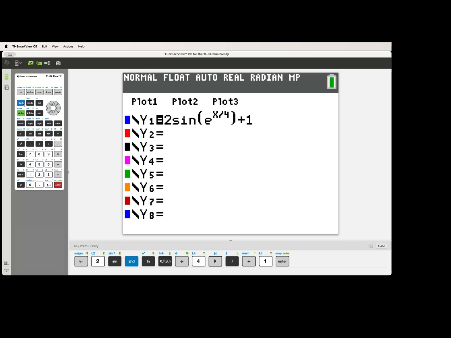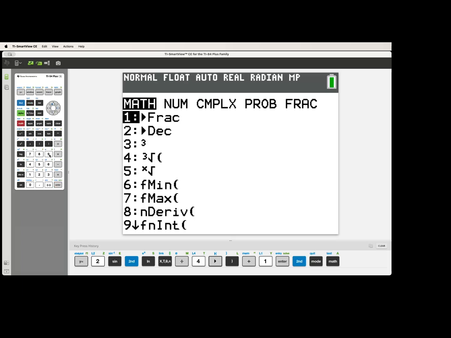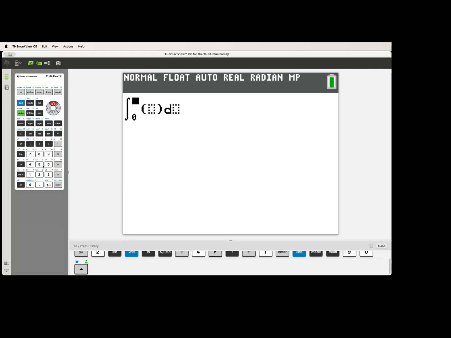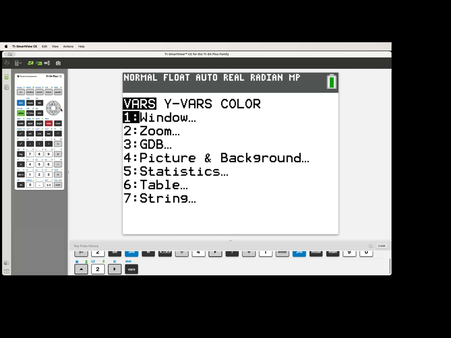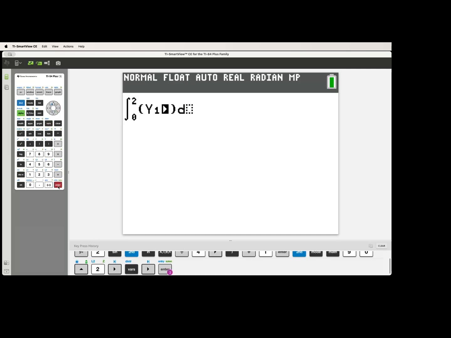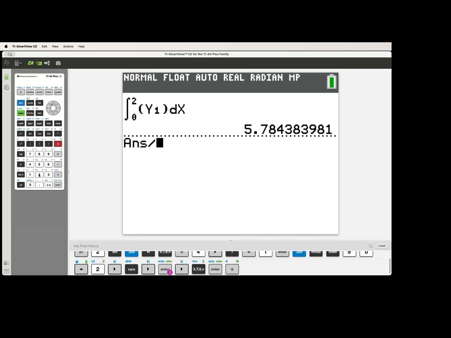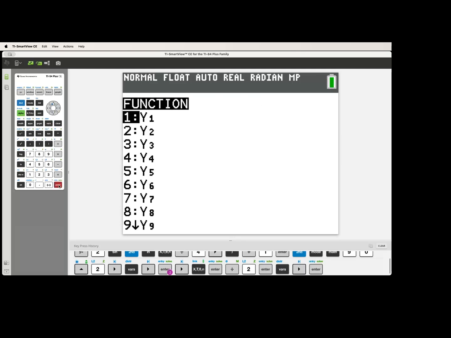Okay, so now I want to calculate the integral. So I'm going to go math 9, 0 to 2. Instead of typing the equation here, I want to recall the equation, what I plugged into y equals. So I'm going to go vars, scroll to the right, hit enter again, and then go x. And I wanted that divided by 2, so now I'm going to divide it by 2, and I get my answer. This vars key and scrolling to the right to get function recalls anything I plugged into y1, y2, y3, y4, y5, which is really important when it comes to making sure you don't have any graphing calculator errors.